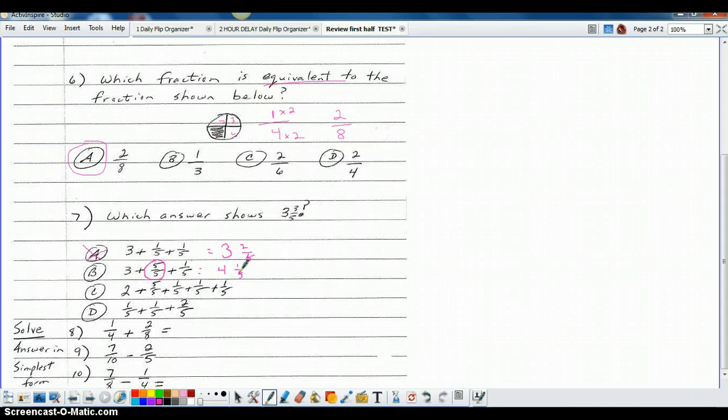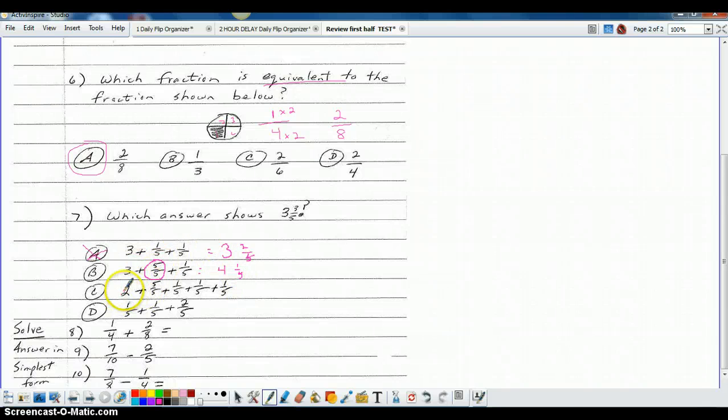The way I help the students remember this is, whatever you have on the top, if it's the same as the bottom, it equals 1 whole. So 1 over 1 is 1 whole. 2 over 2 is 1 whole. 3 over 3 is 1 whole. 1,000 over 1,000 is 1 whole. 1,206 over 1,206 is 1 whole. One Mr. Pan's in the numerator on top of Mr. Pan's in the denominator is 1 whole. So you're just taking 3 plus 1.